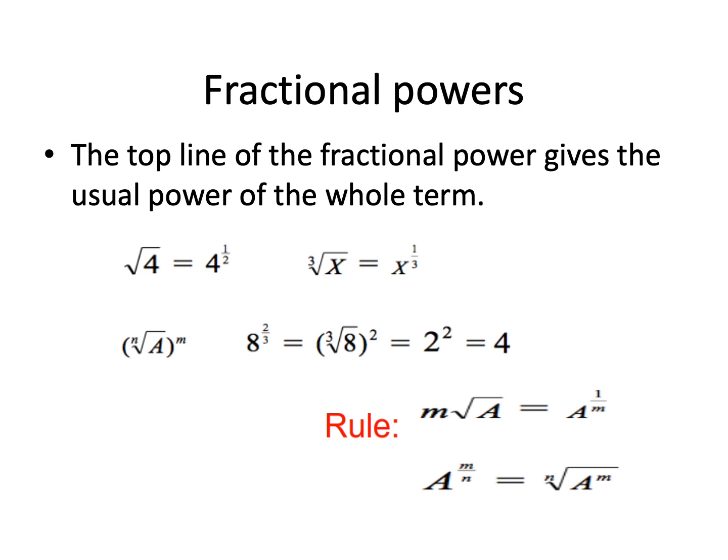Here again I stated previously, the bottom of the fractional power gives you the type of root. Here the bottom is 3, so it is cube root of 8. And the top line of the fractional power gives us the power of the whole term. The top line of the fractional power is 2, so it will be cube root of 8, the whole to the power of 2. So here you will have to first simplify the bracket portion, that is the cube root of 8 is 2. So 2 squared is going to be 4.